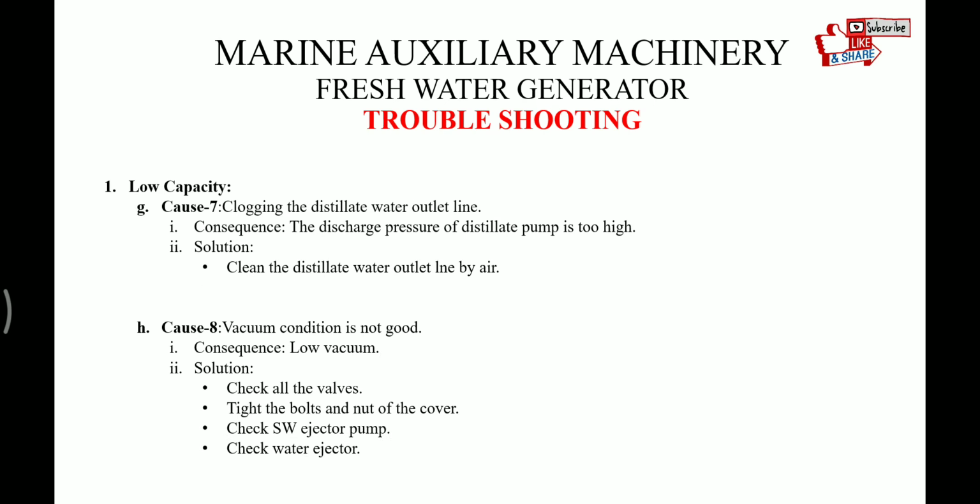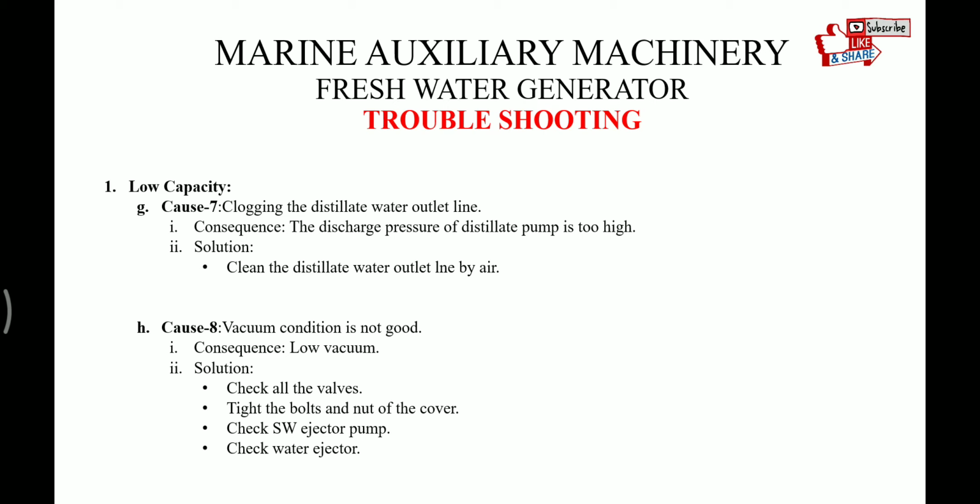Now seventh cause for low capacity will be clogging of the distillate water outlet line, and the consequence for that is the discharge pressure of the distillate pump is too high, and it can be rectified by cleaning the distillate water outlet line by air.